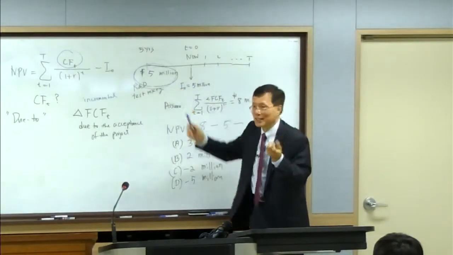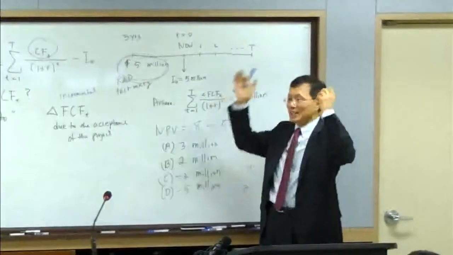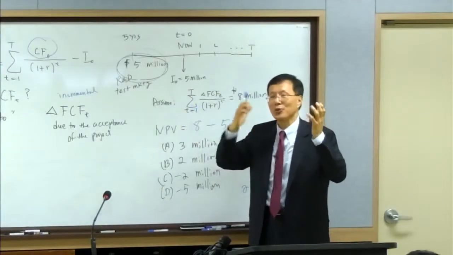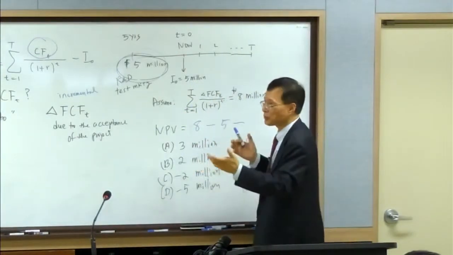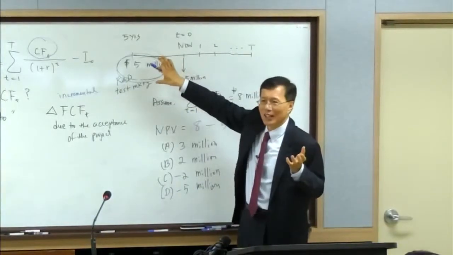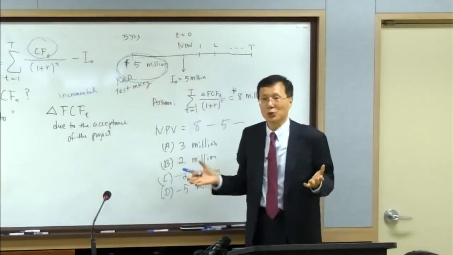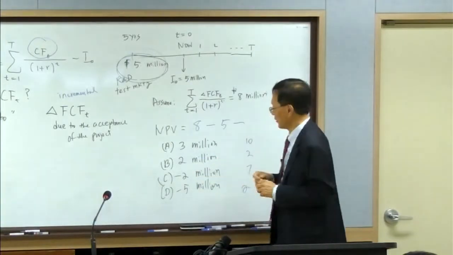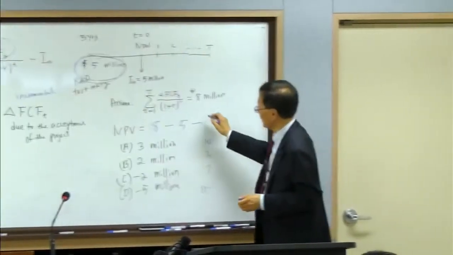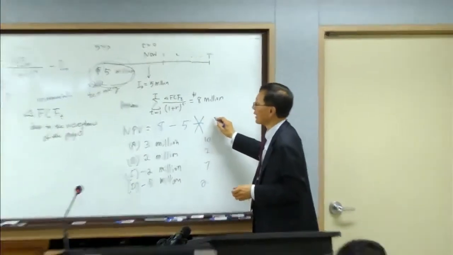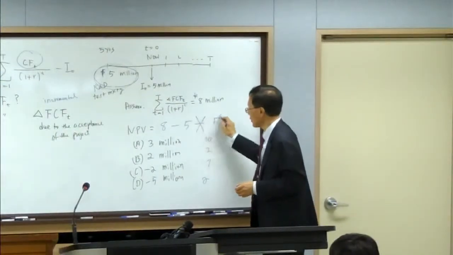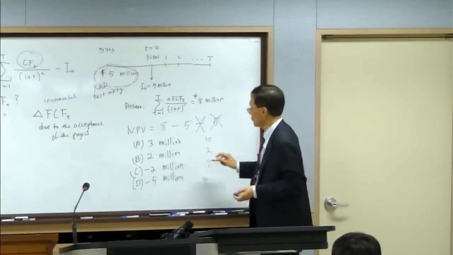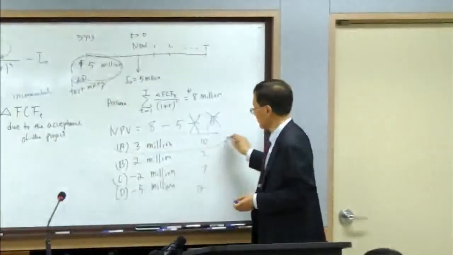This has occurred. This will not occur in the future. This has already occurred. It will not change. Whether you accept the project or reject the project, it wouldn't change. So should you include or should you exclude? Okay, so you don't subtract 5. You don't subtract it. And there's nothing else. So the answer is 3 million.